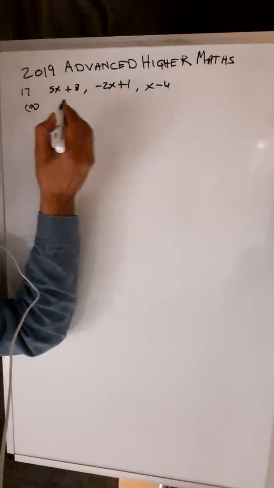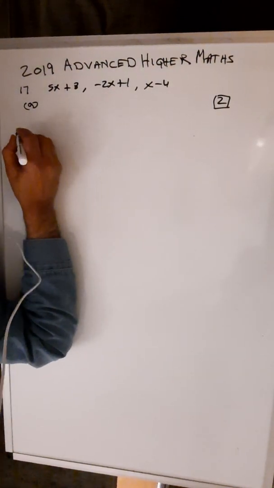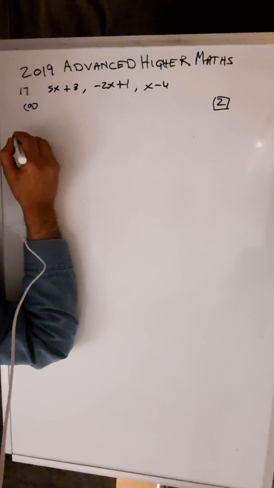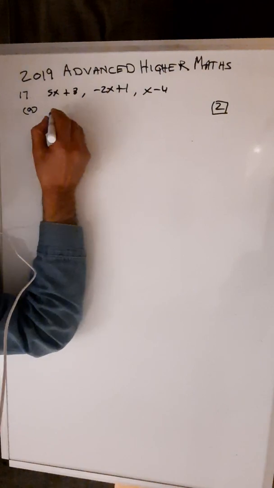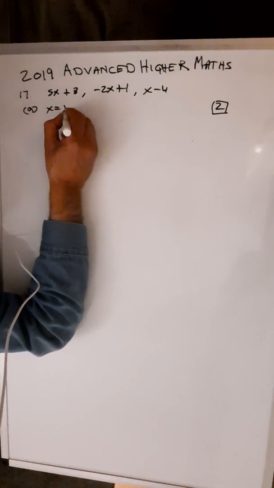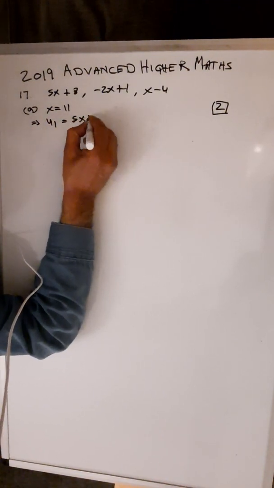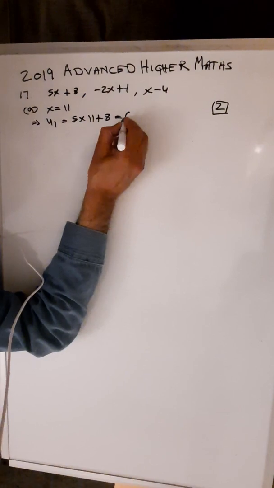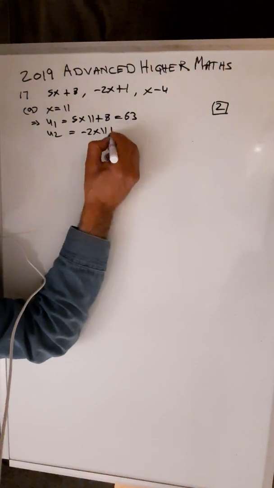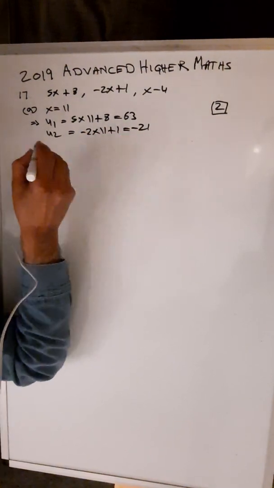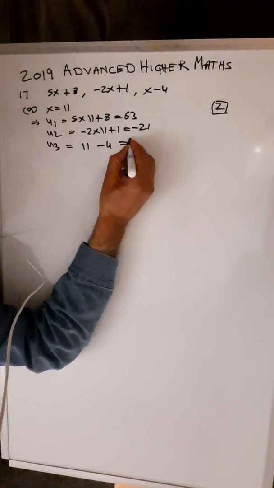Part A is for 2 marks. When x is equal to 11, show that the first three terms form the start of a geometric sequence and state the value of the common ratio. x is 11, which implies that u1 is equal to 5 times 11 plus 8, which is 63. u2 is -2 times 11 plus 1, which is -21. And u3 is 11 minus 4, which is 7.